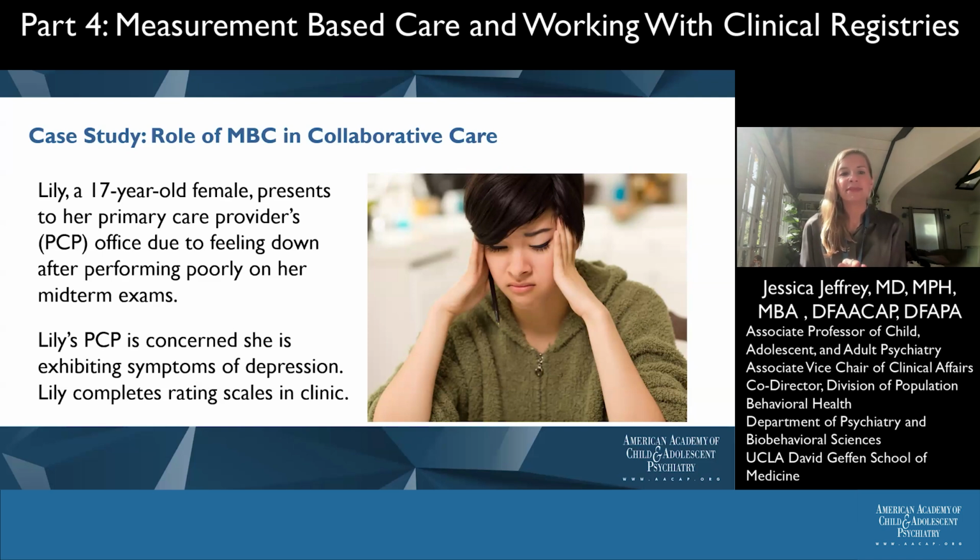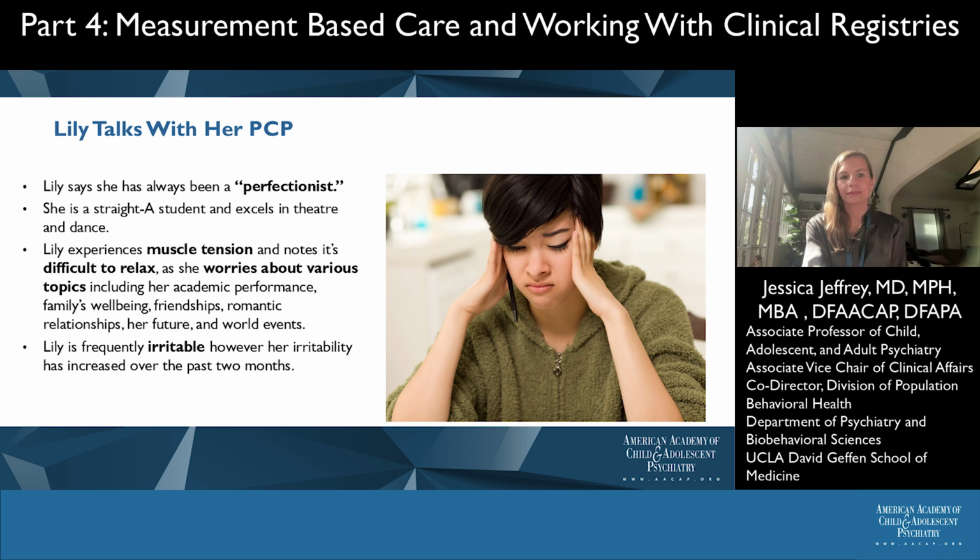This case is Lily, a 17-year-old female who presents to her primary care provider's office, and she's feeling down after performing poorly on her midterm exams. Lily's PCP is concerned that she's exhibiting symptoms of depression, and she's asked to complete rating scales while in the clinic. So Lily is talking again in this collaborative care model with her primary care provider, right? And she tells her primary care provider she's always been a perfectionist. She's a straight A student, and she does a lot of extracurricular activities as well. For instance, she excels in theater and she excels in dance.